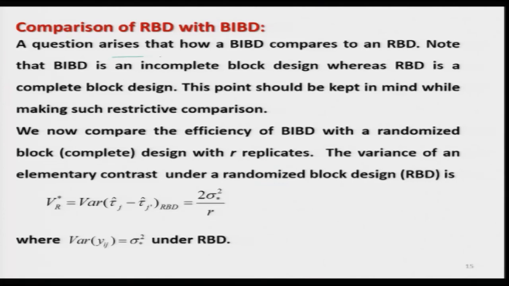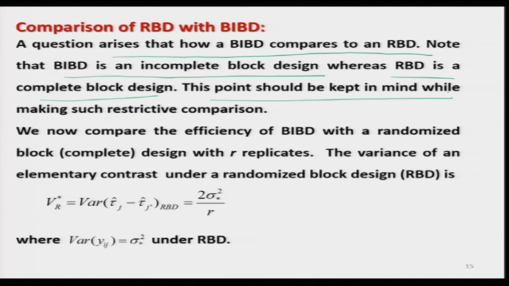A simple question that arises is how a BIBD compares to an RBD, that is, a randomized block design. We have to keep in mind that BIBD is an incomplete block design, whereas randomized block design is a complete block design. So this point should always be kept in mind while making such a restrictive comparison. Now we compare the efficiency of a balanced incomplete block design with a randomized block design, which is a complete block design, with our replicates.